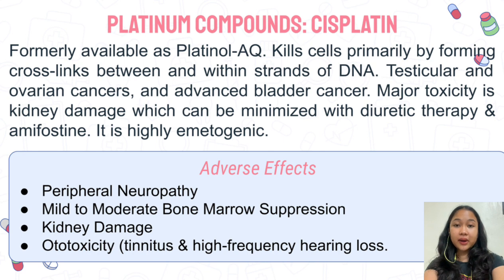It kills cells primarily by forming cross-links between and within strands of DNA. Its indications are testicular and ovarian cancers and advanced bladder cancer. Its major toxicity is kidney damage, which can be minimized with diuretic therapy and amifostine. It is also highly emetogenic, inducing nausea and vomiting just an hour after dosage. Its other adverse effects are peripheral neuropathy, mild to moderate bone marrow suppression, kidney damage, and ototoxicity.